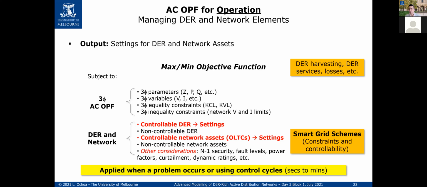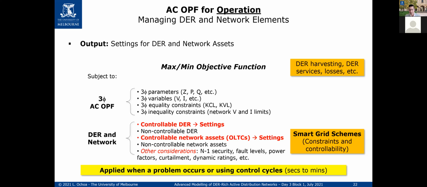In terms of the objective function, it can be many things from an operation perspective. You're going to harvest as much photovoltaic generation as possible, or the services from batteries, or you want to minimize power losses at a given moment in time, whatever it is that you want to do. But when it comes to DER and the network, that's where you really need to define things carefully. You have to define the non-controllable DER. There might be the controllable DER. That's where you extract the settings for. That's the whole optimization point.